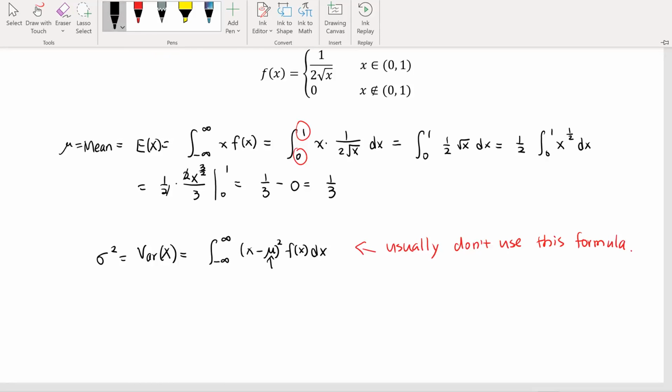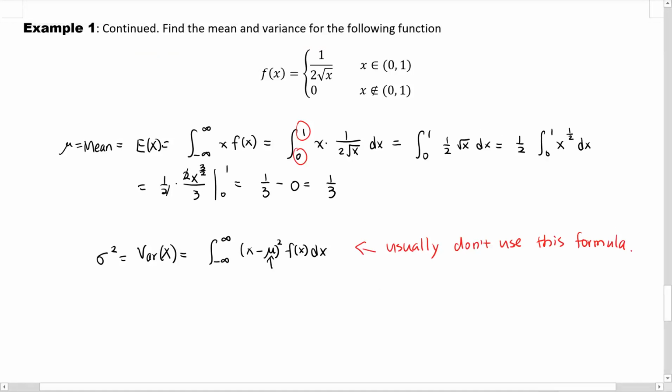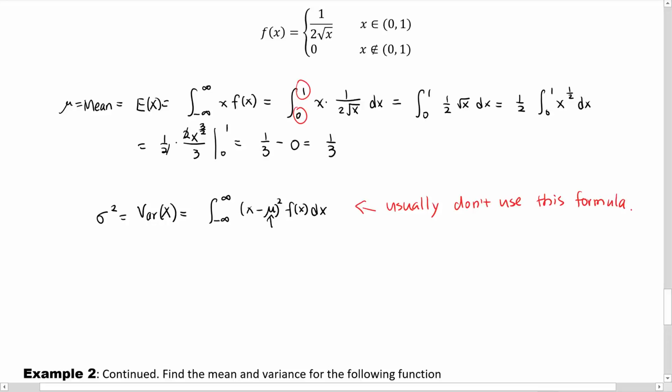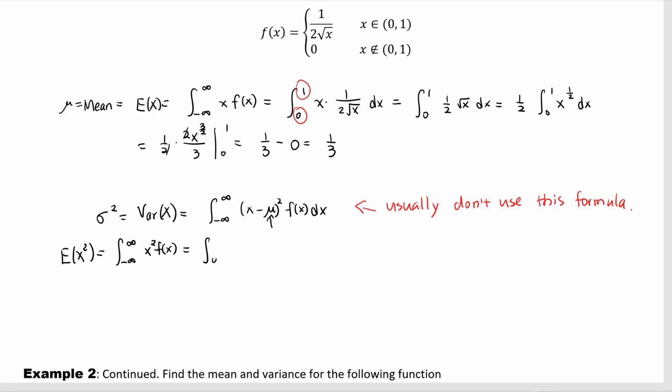Well, we use the second moment minus the mean squared. So the second moment is the integral from minus infinity to infinity of x squared f of x. Restricting to 0, 1, that's x squared times 1 over 2 square root of x dx. Can you pause here and try to integrate by yourself first? Are you done? Let's check our answer.